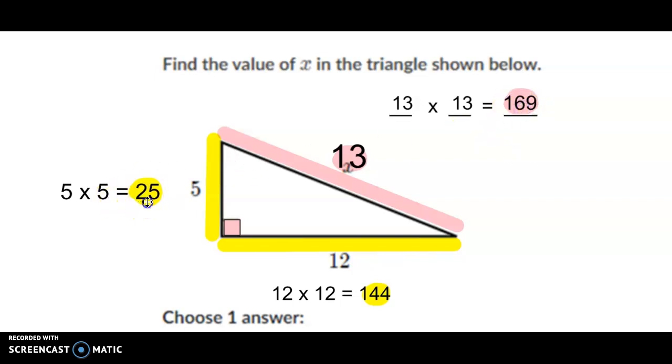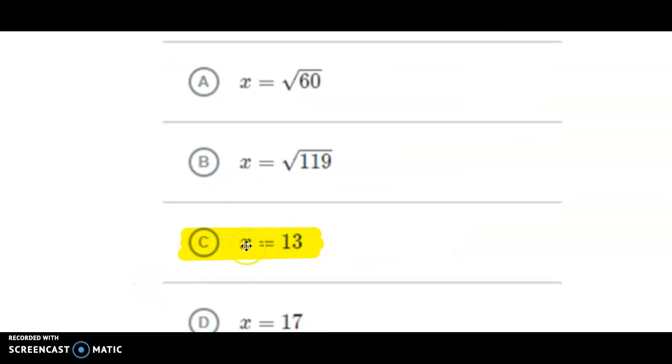It came from adding 25 plus 144, because Pythagorean theorem says that the areas of the legs add up to the area of the hypotenuse, equals 169. And then to get it back to the 13, I'm taking the square root to get the 13. And so let's scroll down and look at our answers here, and boom, answer is C, x equals 13.